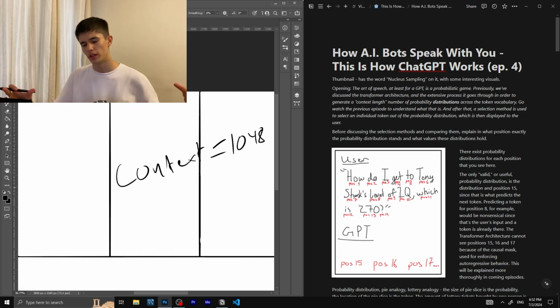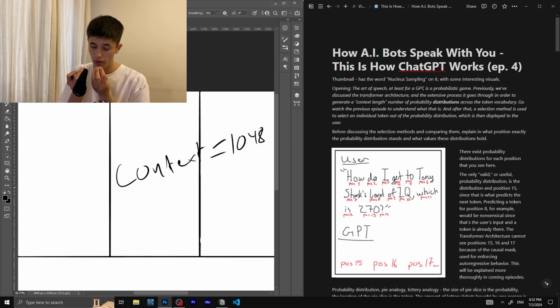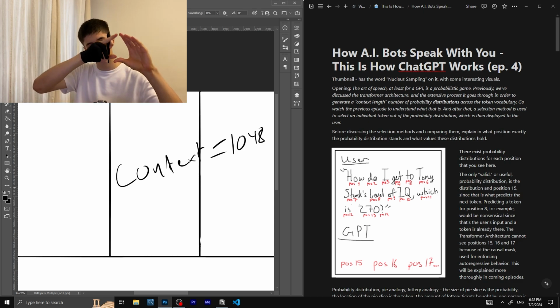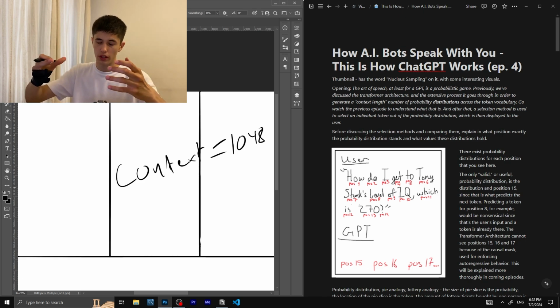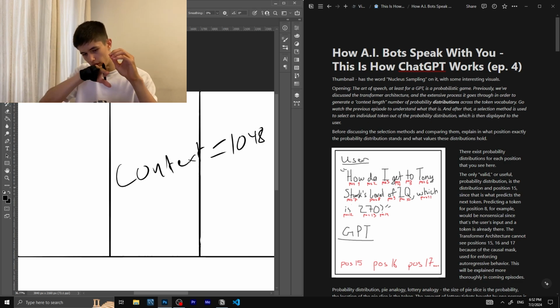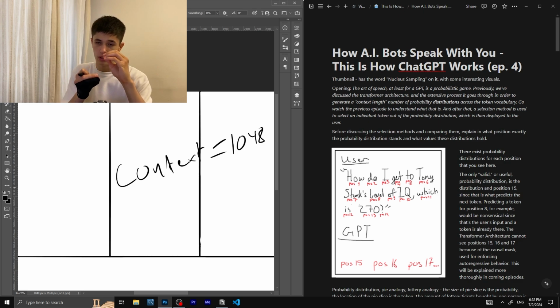And what is this probability distribution? It's another array of little probabilities, little values. Imagine the first value is 0.01 or something like that. It's the probability of that token being chosen, and the position of that value is the actual token, like the very first token in the token.json vocabulary that we looked at in episode 2. There are 1048 of these distributions, one for each position.